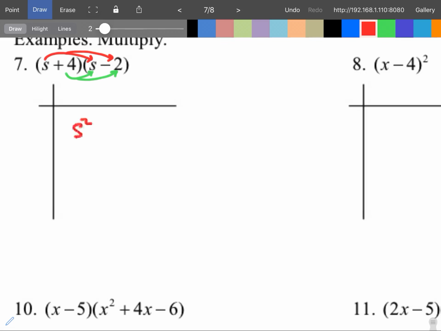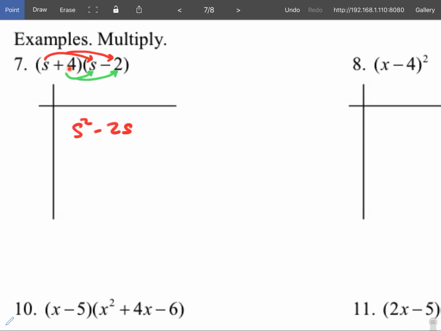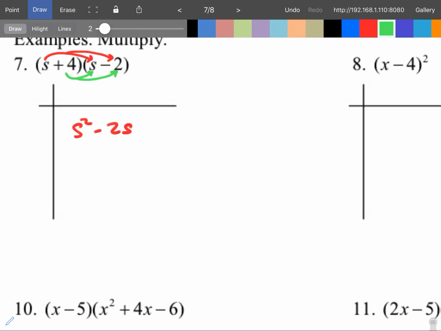Jackie? Thank you, yes. It's a negative 2S. All right, then in the green, we're going to do a positive 4 times the positive s. So that's going to give you a positive 4s.